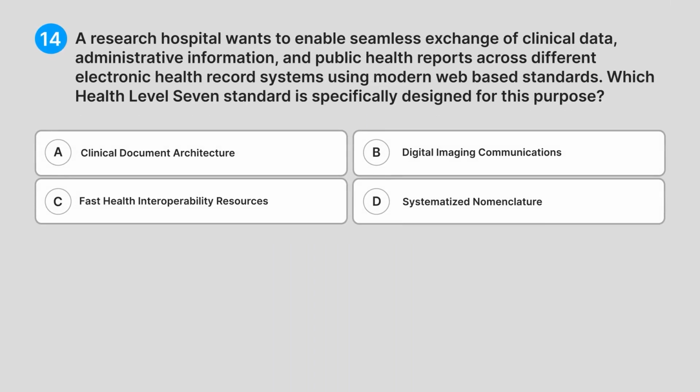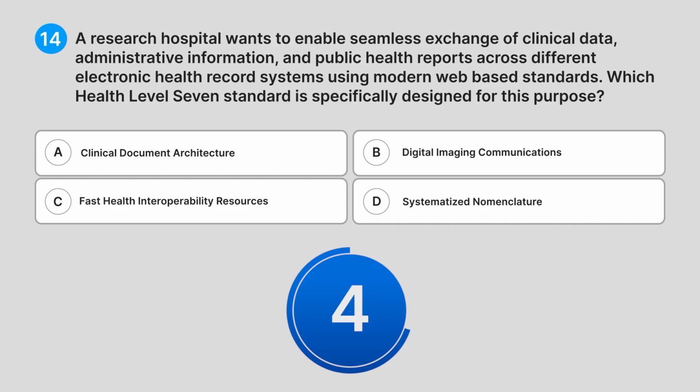14. A research hospital wants to enable seamless exchange of clinical data, administrative information, and public health reports across different electronic health record systems using modern web-based standards. Which Health Level 7 standard is specifically designed for this purpose? A. Clinical Document Architecture. B. Digital Imaging Communications. C. Fast Health Interoperability Resources. D. Systematized Nomenclature. Do you know the answer?